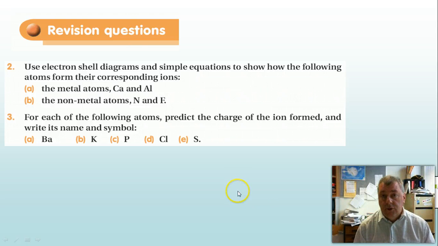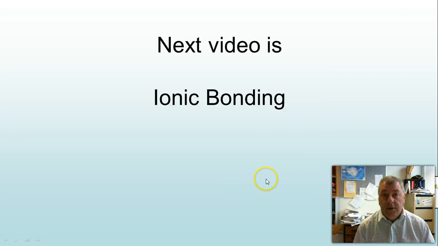Now you should be able to do these revision questions in your textbook. You'll find them on the OneNote, but I'll also be telling you where they are in chapter 4, so you should be able to now do most of those. And the next video will actually be on bringing those positive ions and those negative ions together in what we call ionic bonding, and an understanding of all the structures and things that are related to it.